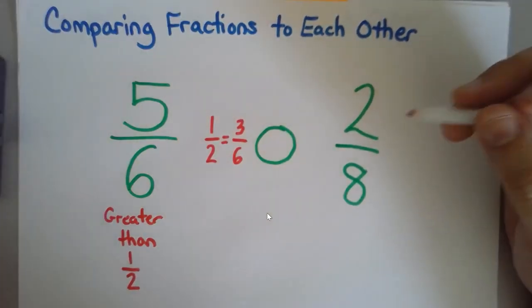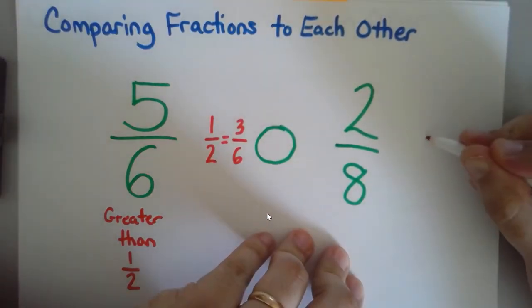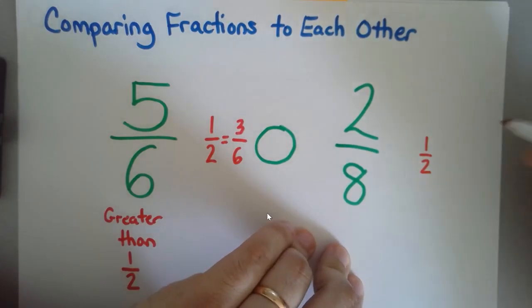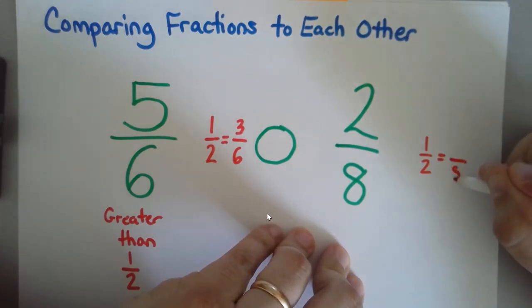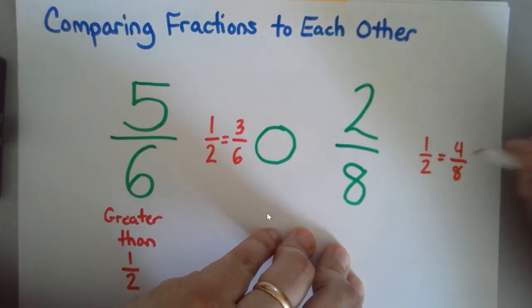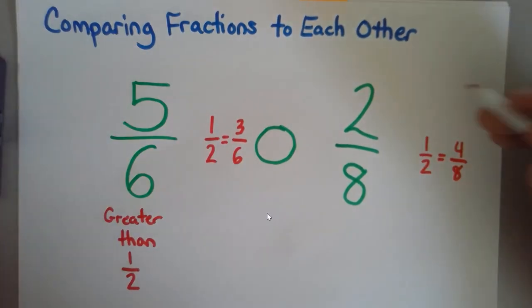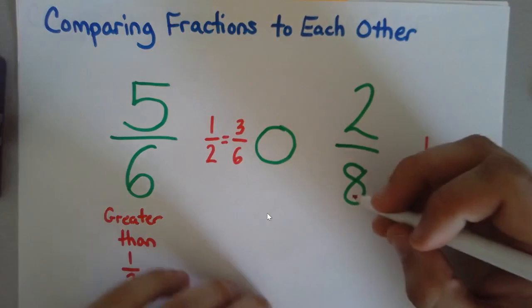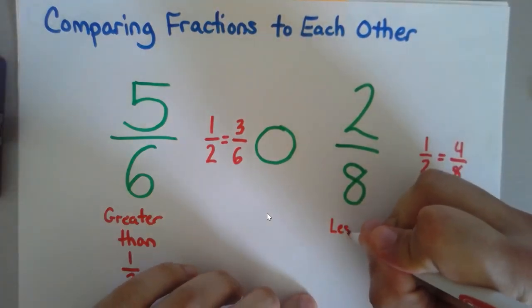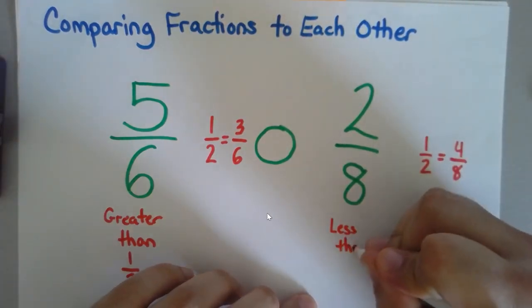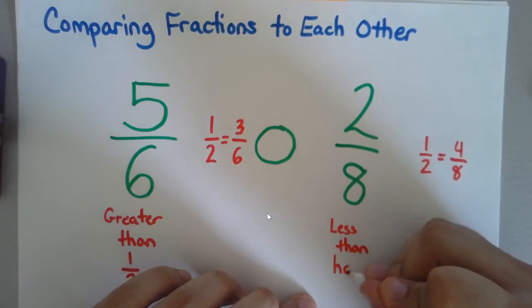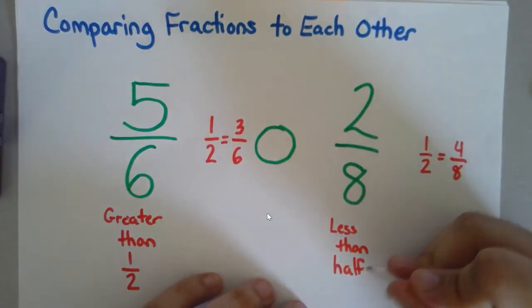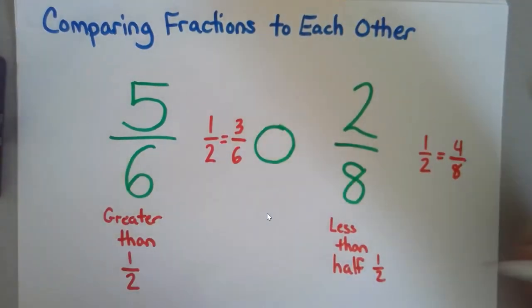And now I've got 2/8, and I'm going to do that same thing. What's a fraction equivalent to 1/2 with a denominator of 8? That's 4/8. Okay. Well, 2/8 is less than 4/8, so 2/8 has to be less than half. So I'm going to write that down here: less than half. Or I'm sorry, I was writing it as a fraction before. Less than half. Okay.